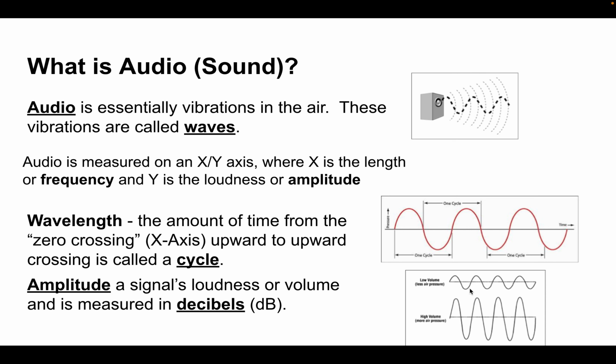Amplitude is the volume or the loudness of a signal. We measure it in decibels, and that's on the y-axis. So when you see a short waveform over the x-axis, that means that it is quiet, less air pressure, less volume, and the higher the peaks of your vertical waveforms, the higher the volume.